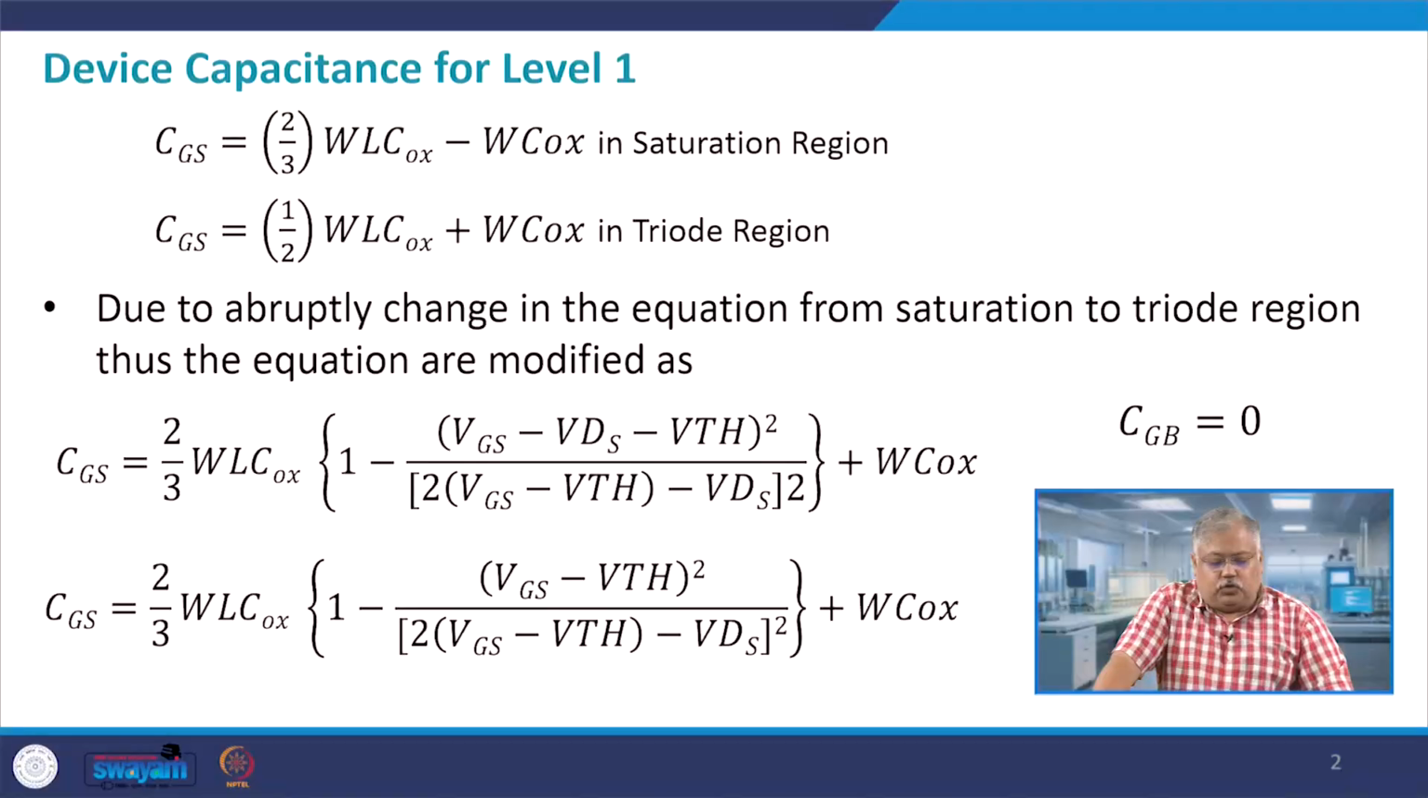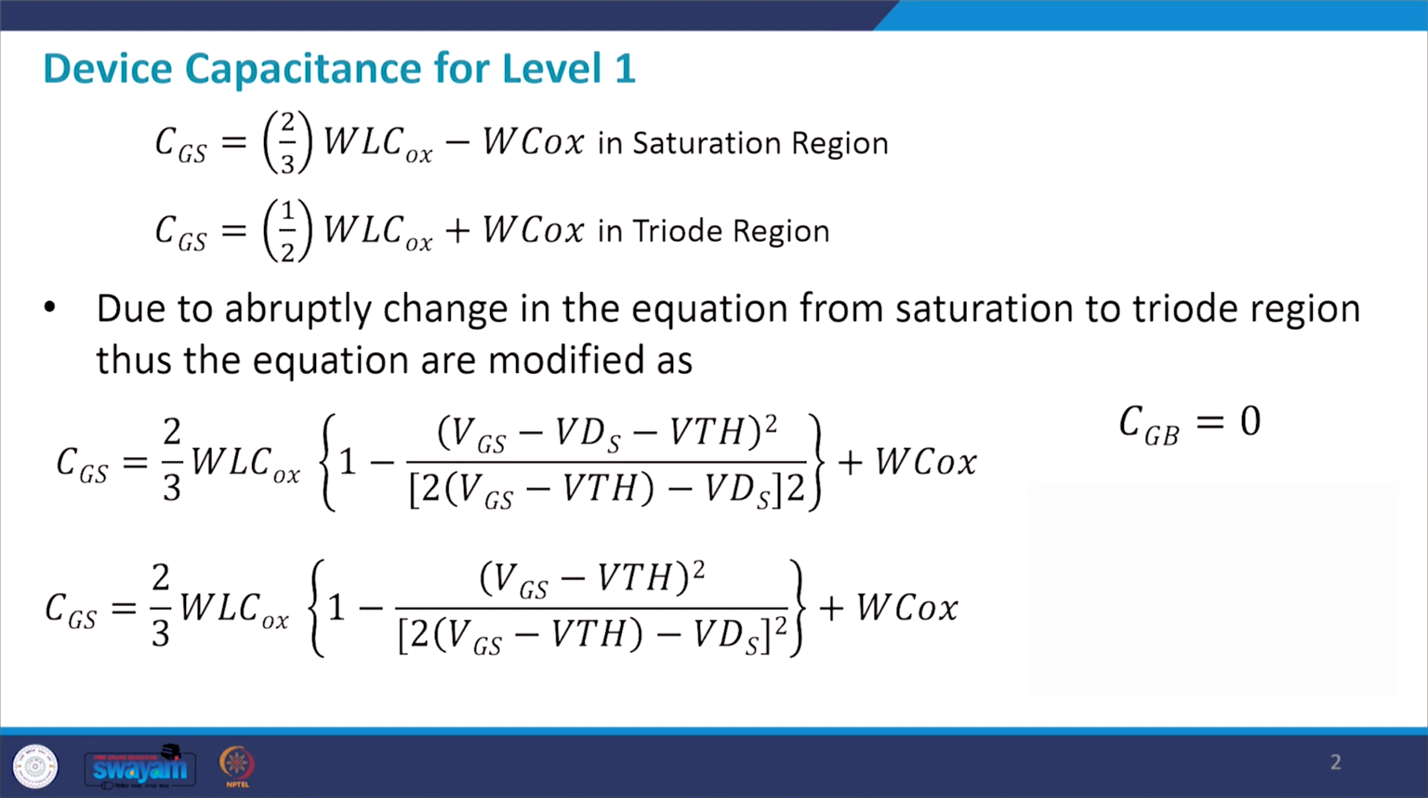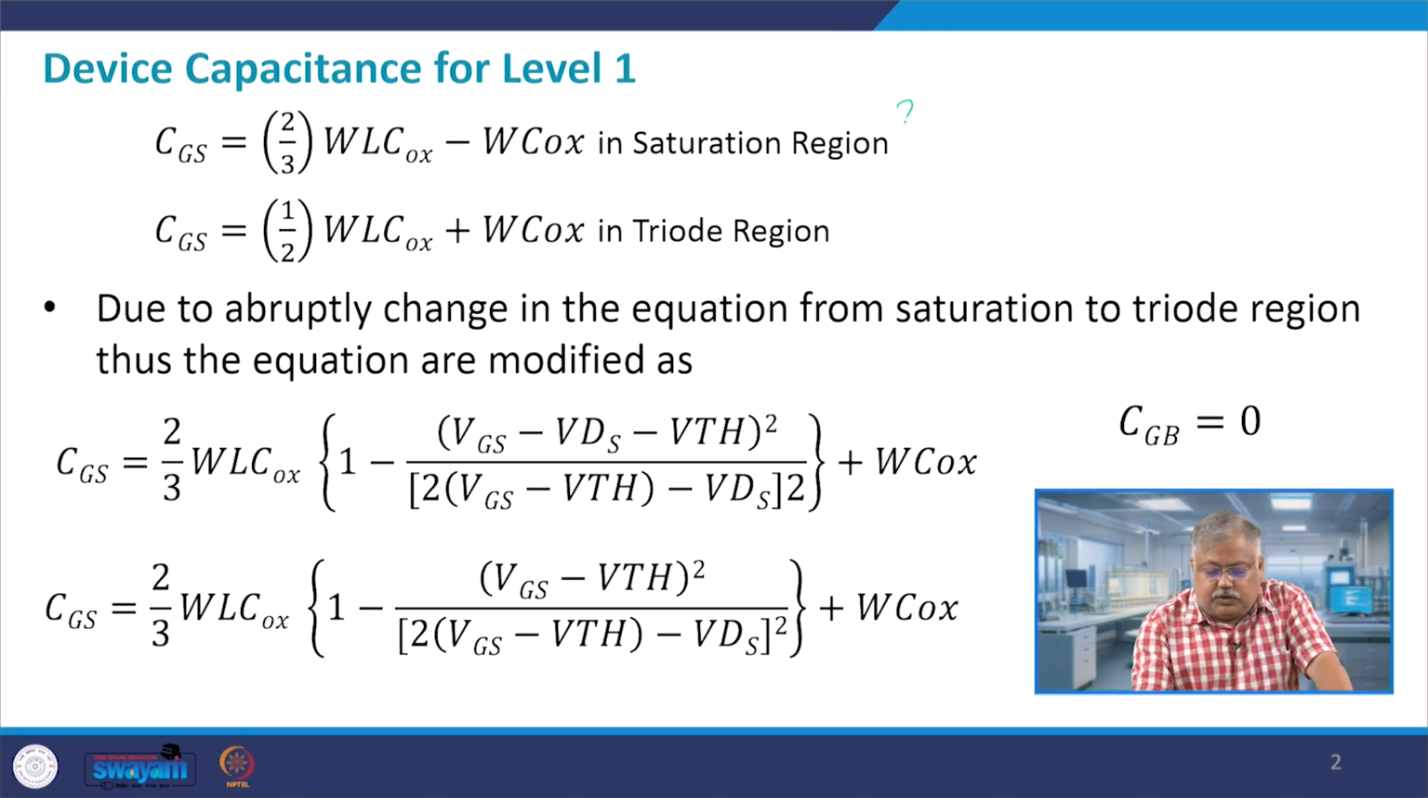Now, let us look at the device capacitance model in level 1. The gate to source capacitance is given as 2/3 W L C_ox, where C_ox is the oxide capacitance per unit area. And the minus W times C_ox term you will get in the saturation region, and in the triode region it is given by this quantity here.